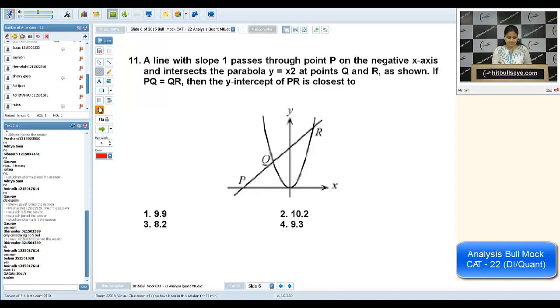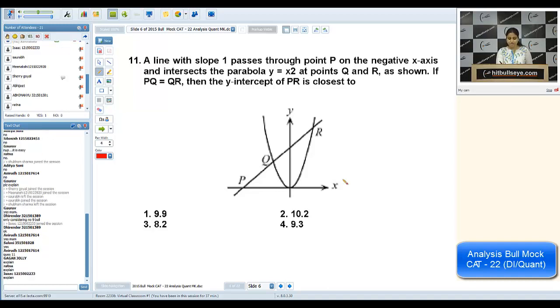Okay, Anirudh, a line with slope 1. What do you mean by slope? That is tan theta, where theta is the angle made by the line in anti-clockwise direction with the x-axis. So it is saying that there is a line PR with a slope of 1. It means tan theta is 1. If I take this angle as theta, because this is the x-axis, the horizontal line you can see, then theta will be 45 degrees in this case.